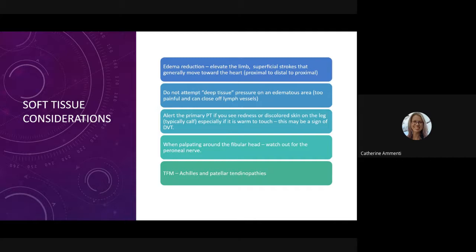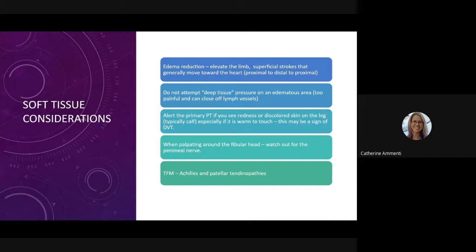Do not attempt deep tissue pressure on an edematous area. It's going to be too painful, and it actually can close off the lymph vessels, and so that's not going to serve your purposes. Alert the primary PT if you see redness or discolored skin on the lower leg, typically the calf, especially if it is warm to touch. This may be a sign of DVT. So definitely let the primary PT know about that.